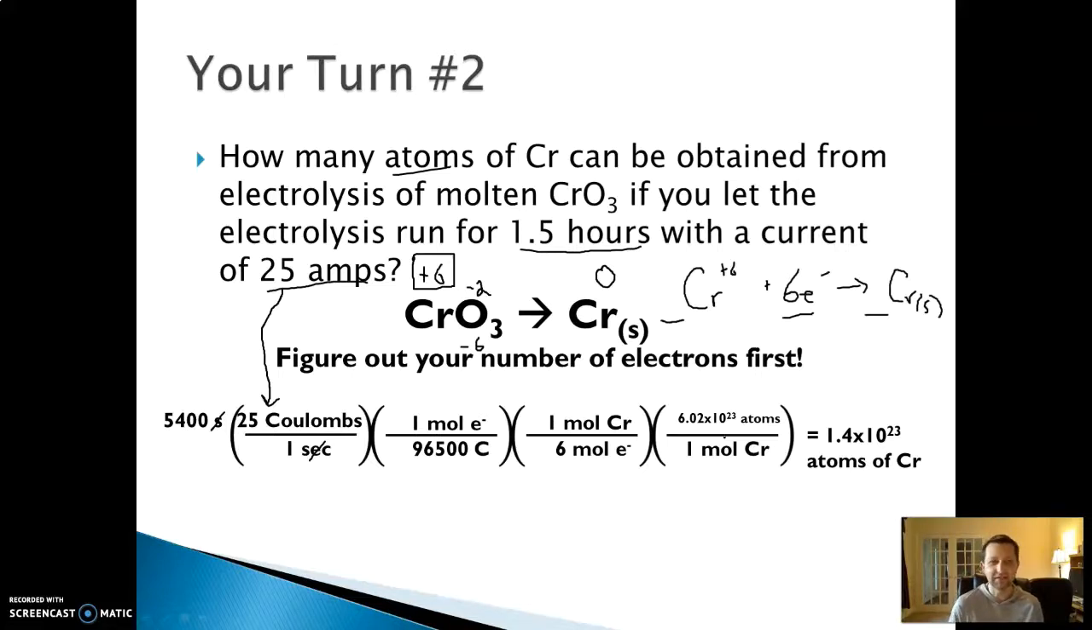So you're really just using your time and your current or a combination of those or some other information you're given and just doing a stoichiometry problem. The only part that's new is really this part here. Like, how do you get from your time and current into moles of electrons, right? And then just do some stoichiometry here with your coefficients from your balanced equation, and then do what you need to at the end, whether it's atoms or grams, whatever you're trying to solve for.